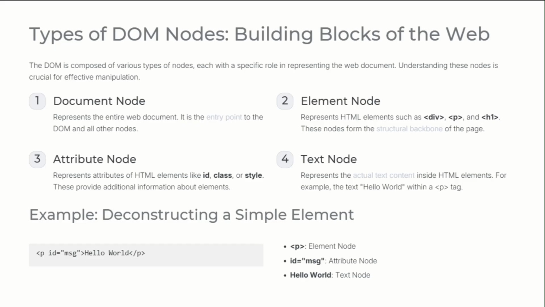So, we can see an example which shows deconstructing a simple element. Here, the paragraph is the element node, the ID message is the attribute node, whereas Hello World is a text node.